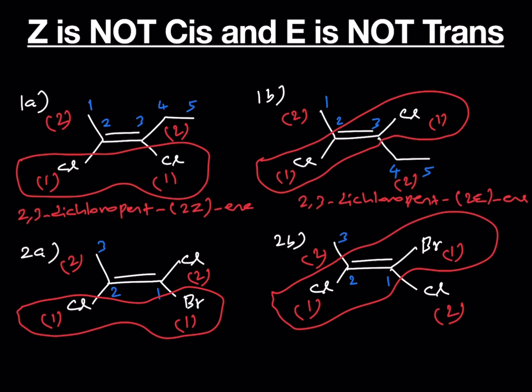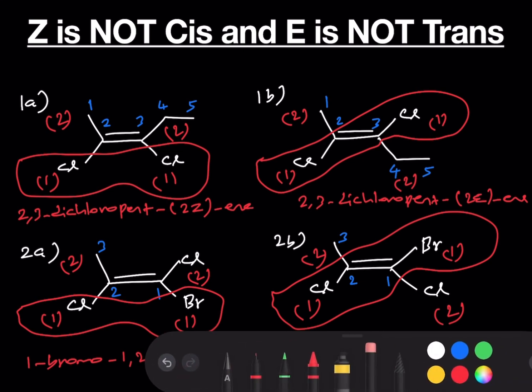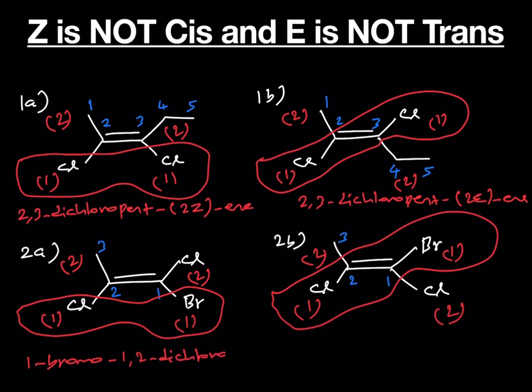and the full IUPAC name for molecule 2A will be 1-bromo, because in alphabetical order B comes first, then the C, and then 1,2 dichloro prop 1Z ene, and then for 2B everything else will be same except 1E ene.